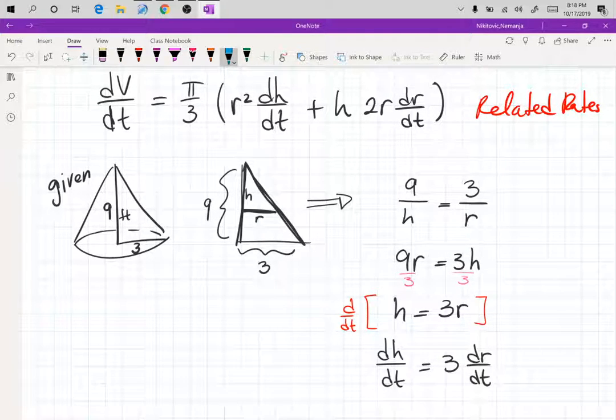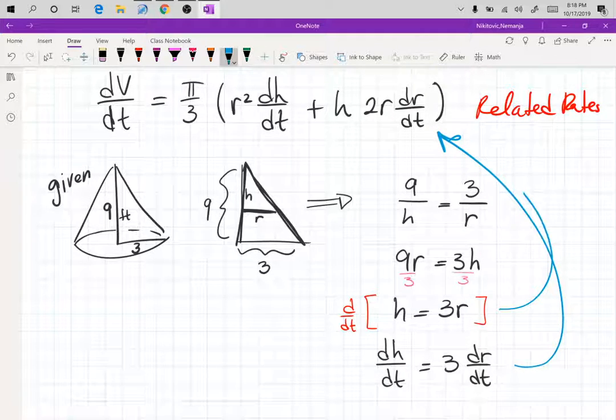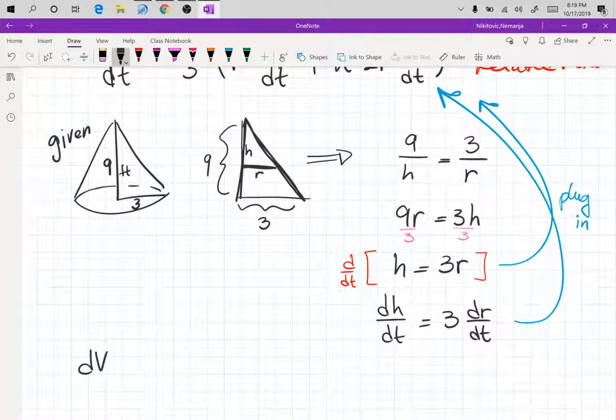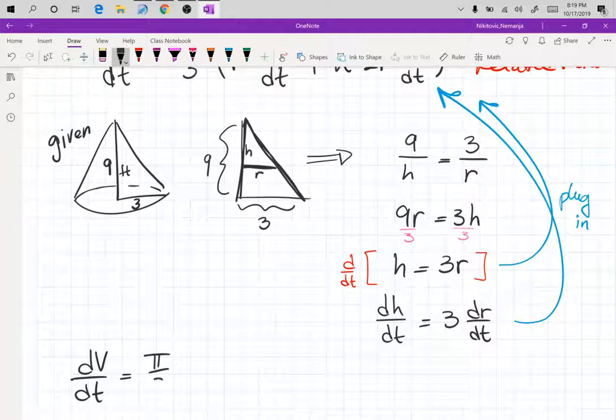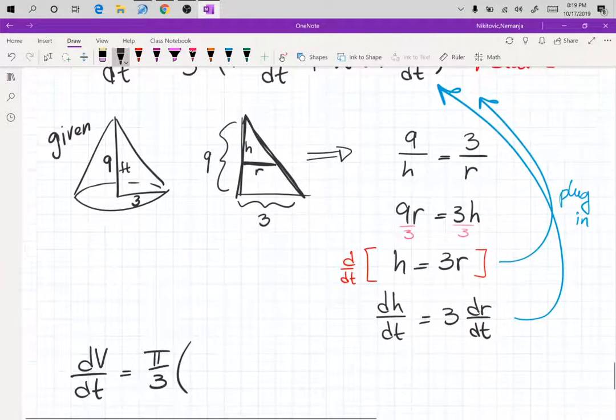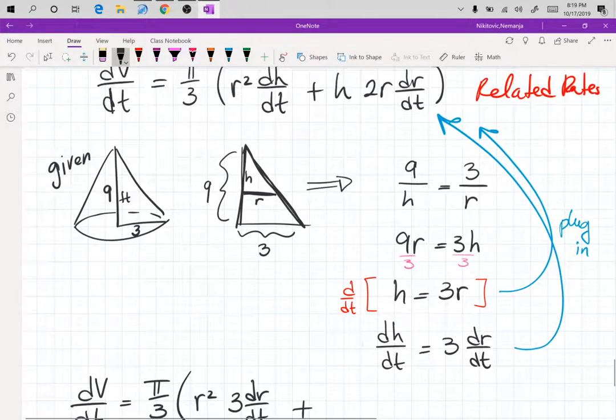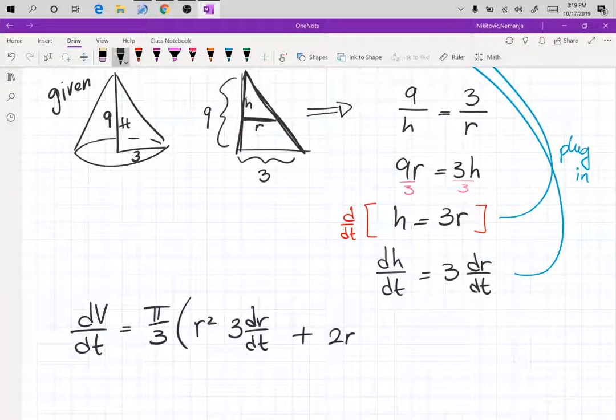And now you are going to plug these two up there to eliminate h from the calculation. If you solve this for r and plug them in, you can eliminate r from the calculation. So if we have dV/dt equals pi over 3, open parenthesis, r squared, and now you have dh/dt, well, that's 3 dr/dt, plus we have 2rh, 2r, and instead of h I have 3r, and then I have dr/dt.